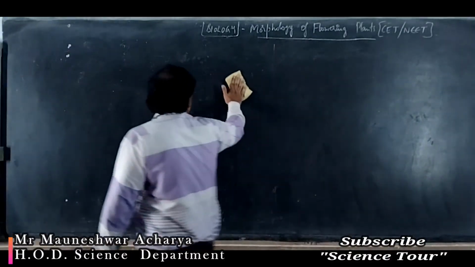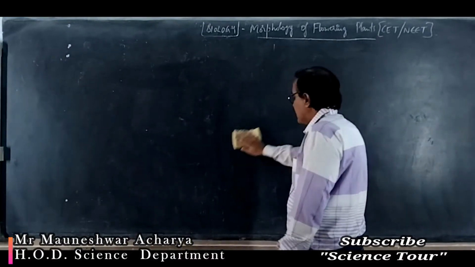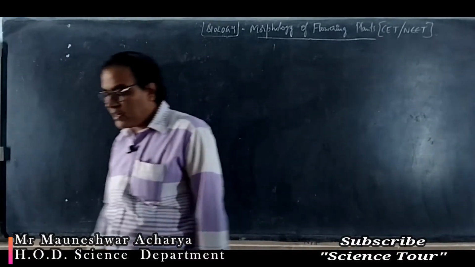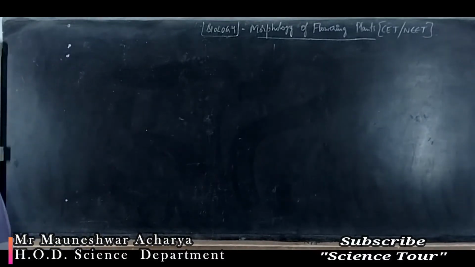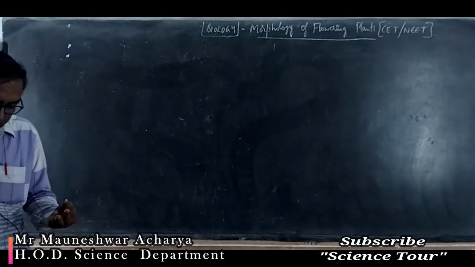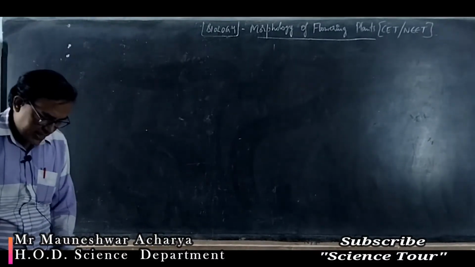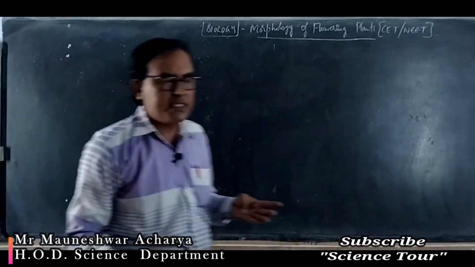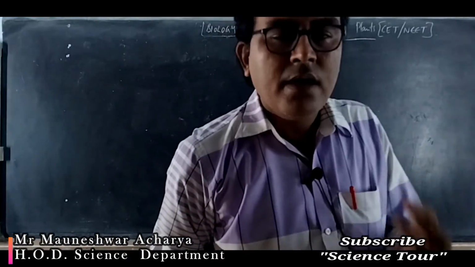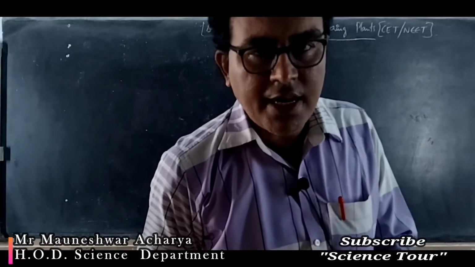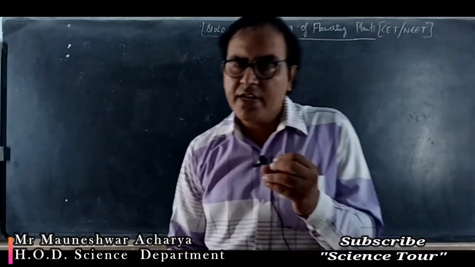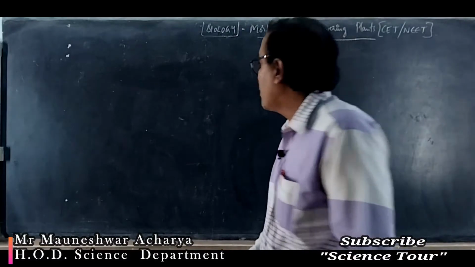So you have already studied about the placentation. What are the different types of placentation you have studied? Marginal, axial, parietal, free central as well as basal. Marginal, axial, parietal, free central and basal. These are the 5 different types of placentation what you have studied.